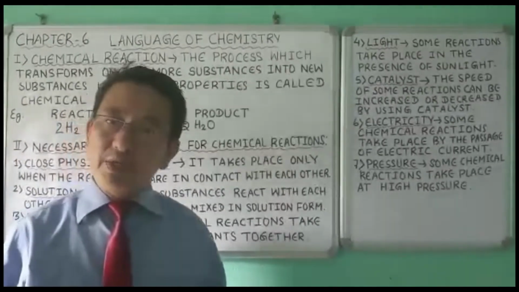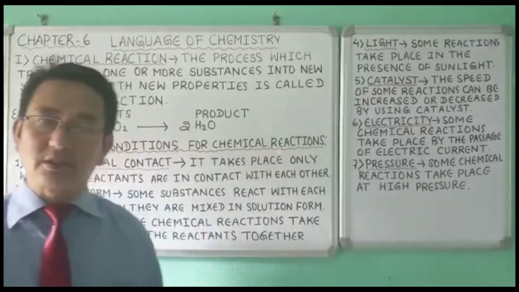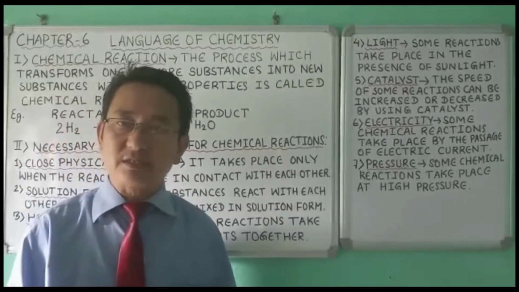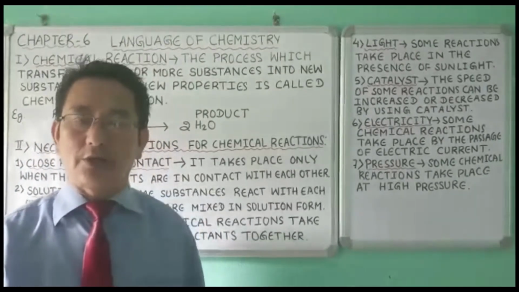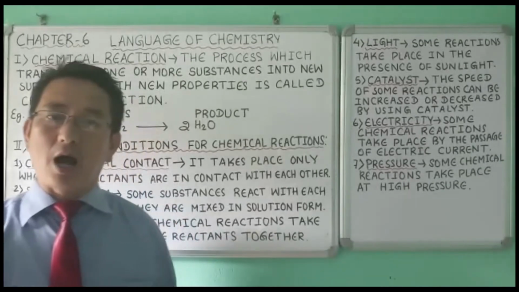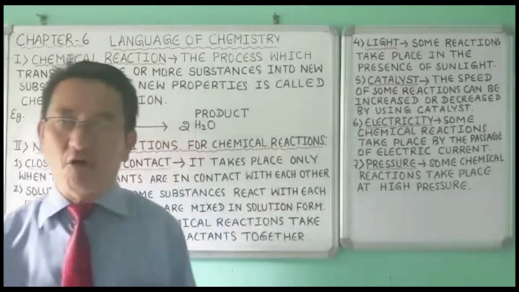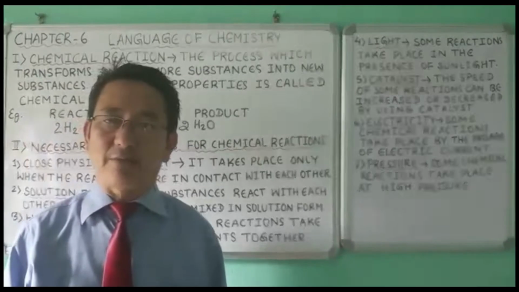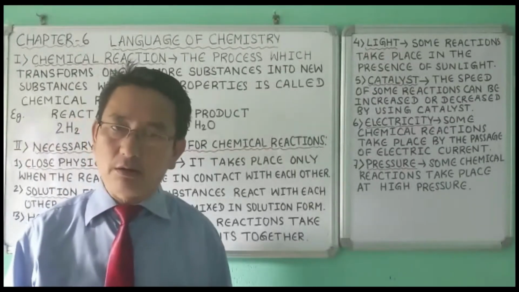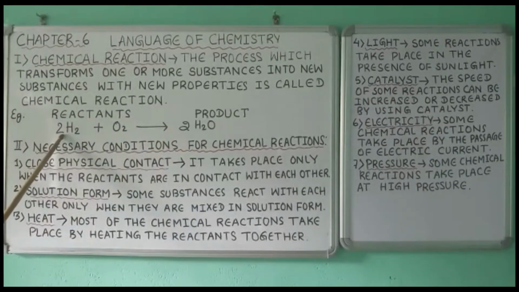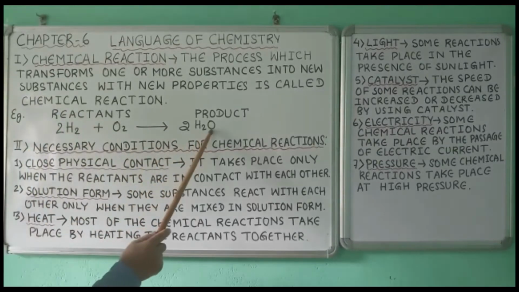Every chemical reaction involves a change in energy. The substances that take part in the chemical reaction are called reactants, and the substances that are formed as a result of the chemical reaction are called products. As you can see in the example here, hydrogen and oxygen are reactants, and water is the product.